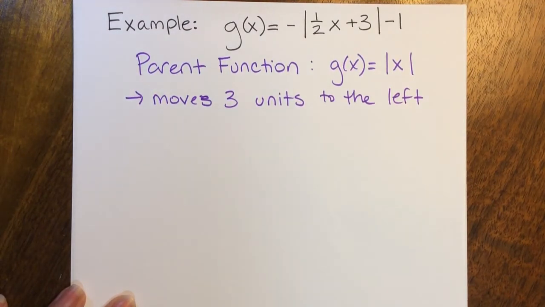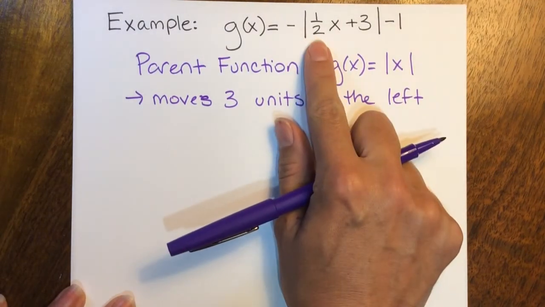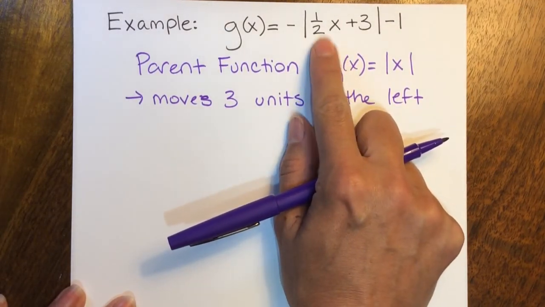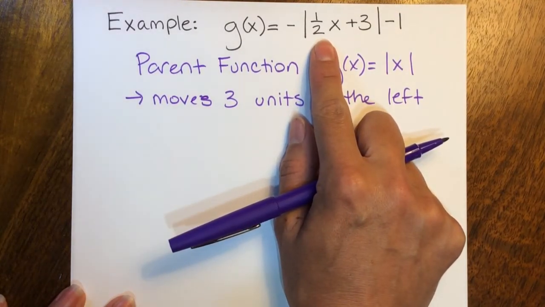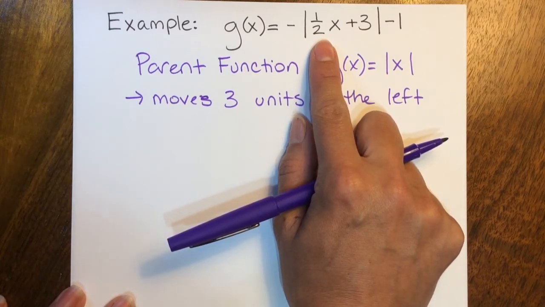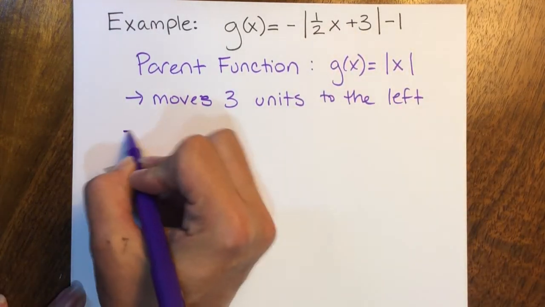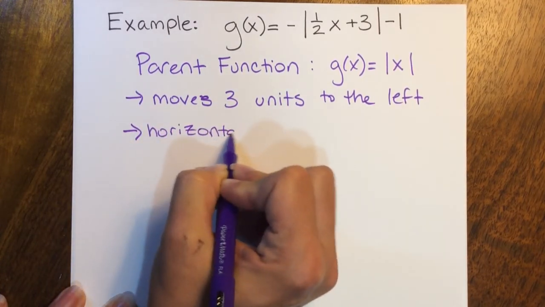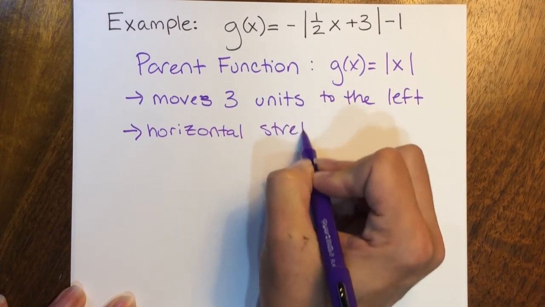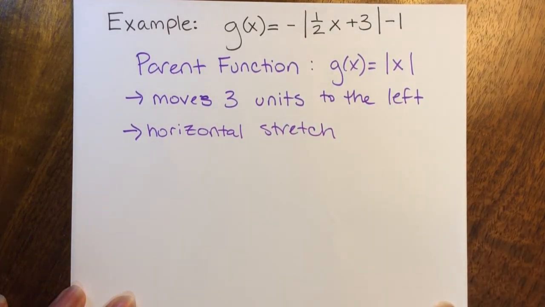Next, let's talk about any sort of stretch or compression. Notice that we have 1/2 being multiplied on the inside of the function. If it is being multiplied on the inside, it is a horizontal. And this particular one is a horizontal stretch. So we can say horizontal stretch. And we say it's a horizontal stretch by the factor of 2. But I am more concerned that you understand that is a horizontal stretch.